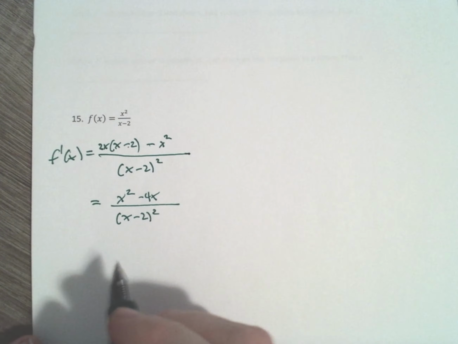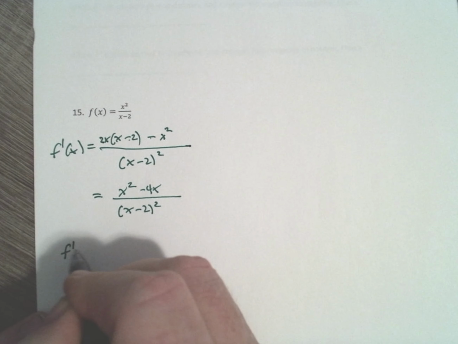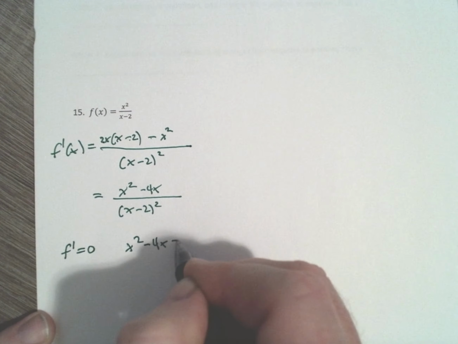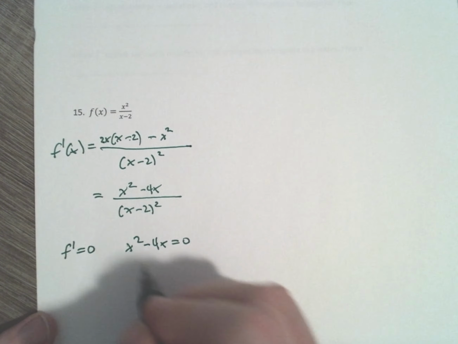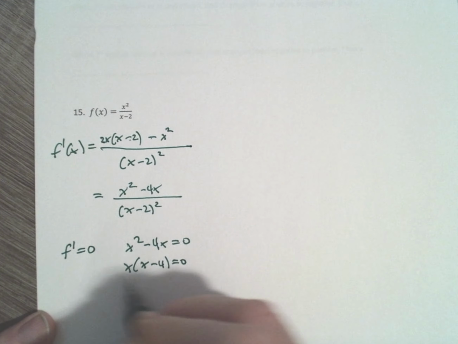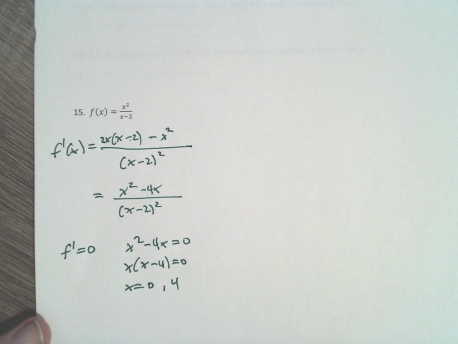So we're going to have several things to check on critical numbers. So I'm going to write it out like this. F prime is going to be 0 when my numerator is 0. Factor out an x. Set both equal to 0, and I get critical numbers of 0 and 4.